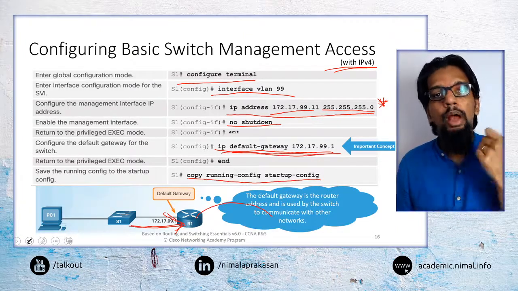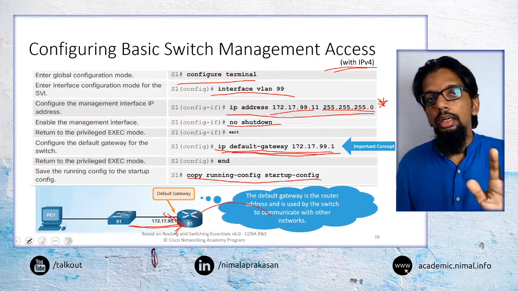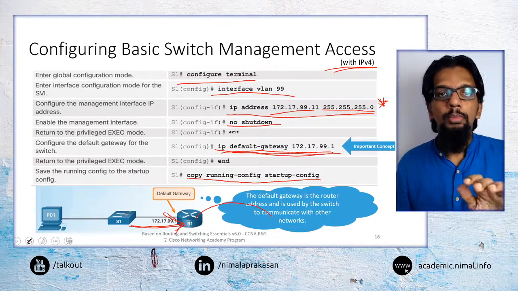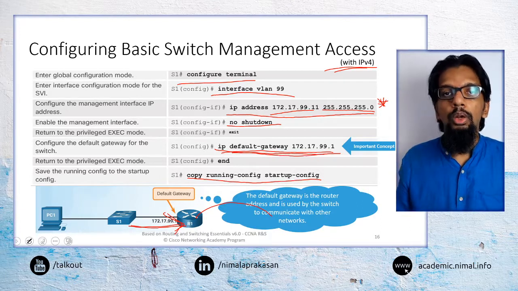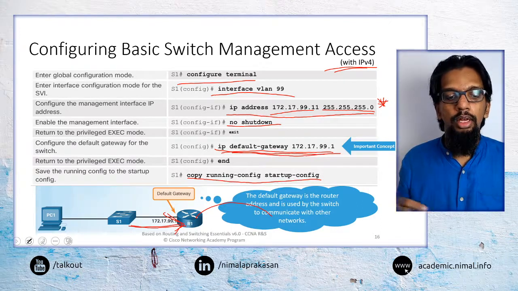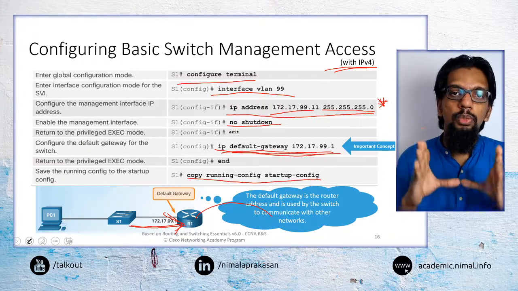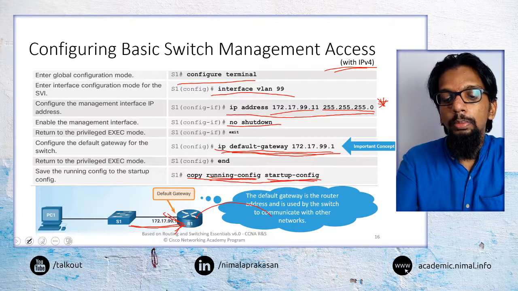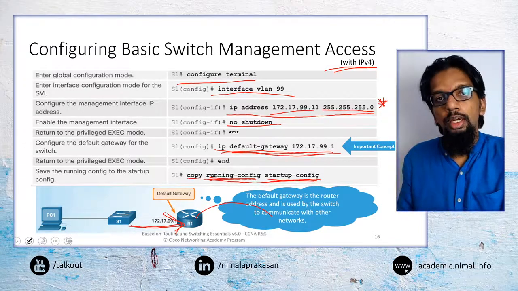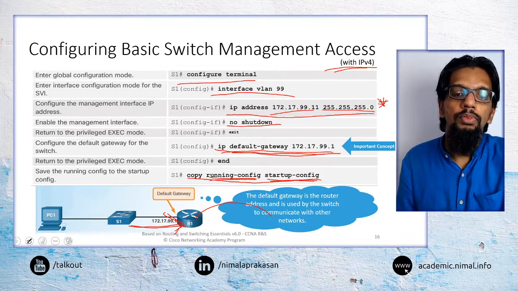So if suddenly power goes off, that temporary configuration file will be erased, and again it will load the saved configuration file. So if we want our configurations to be permanent, we have to copy the running configuration file into the startup configuration file. The startup configuration is the permanently saved configuration.